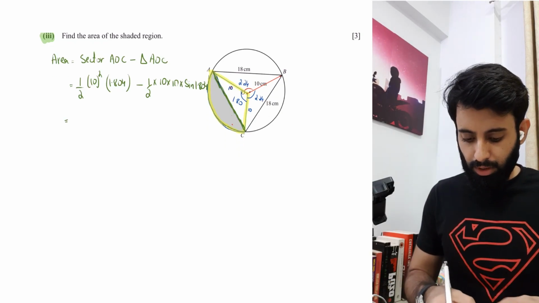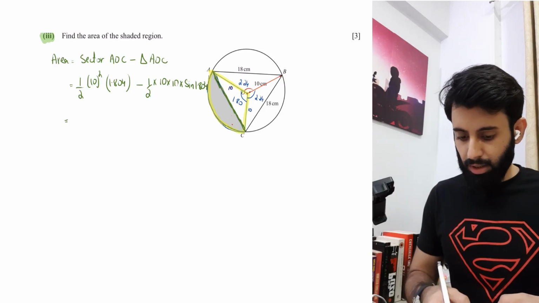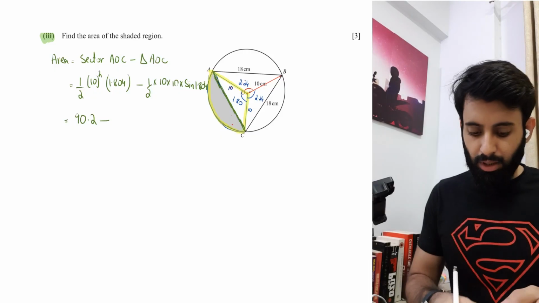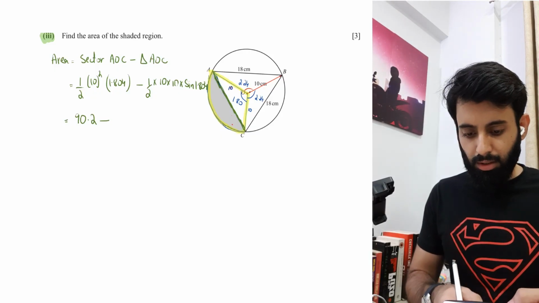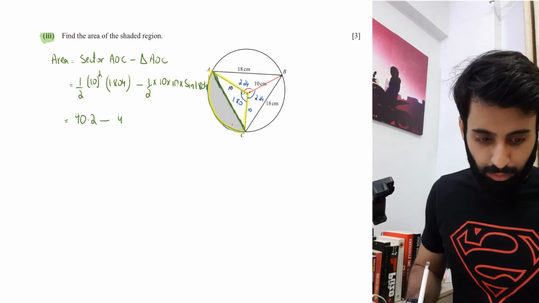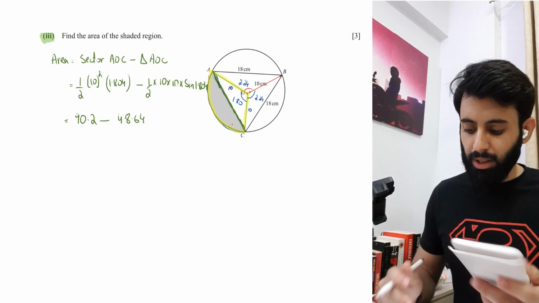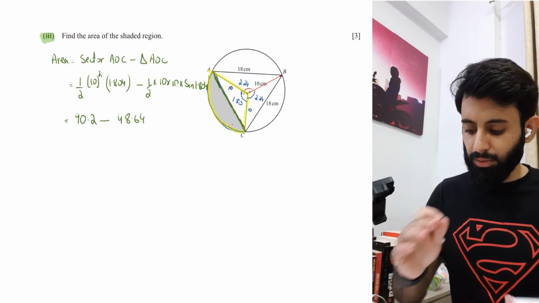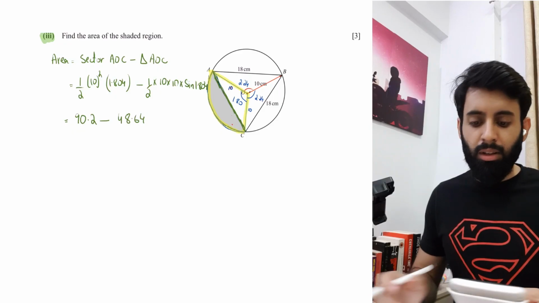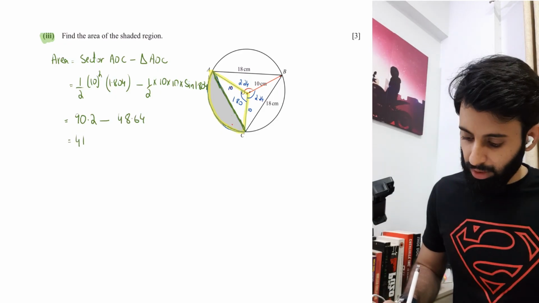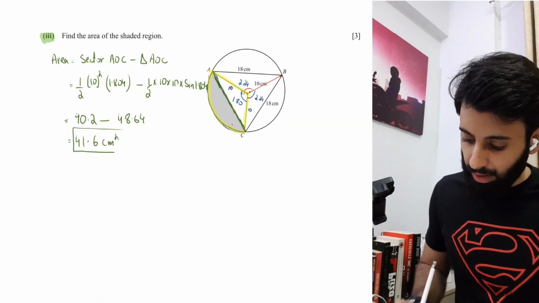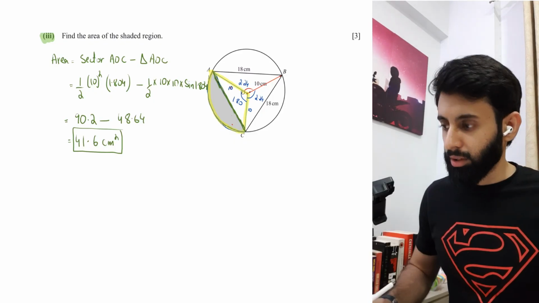So 0.5 or half, whatever you want to write it as, times 10 squared times 1.804. So we're looking at 90.2 minus 0.5 times 10 times 10 times sine of 1.804. So we are looking at 48.64. But this is not exactly 48.64, it has a couple more decimal places. So I'm going to use the answer key in my calculator. So I'm doing 90.2 minus answer, and I'm looking at 41.55, which will then be rounded off to 41.6 centimeters squared. And that is the final answer, and it is also the correct answer.